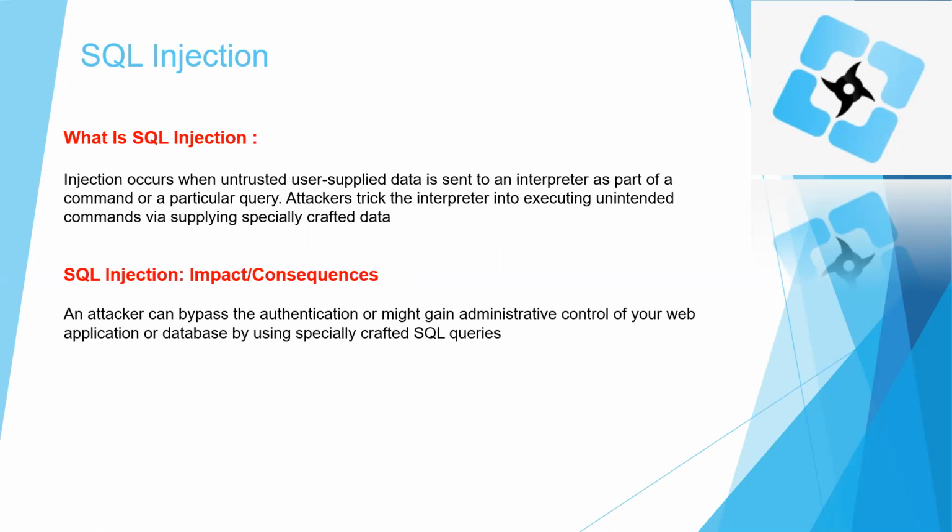what is a SQL injection vulnerability? So guys, the OWASP Top 10 definition says injection flaws occur when untrusted user-supplied data is sent to an interpreter as part of a command or a particular query. Using this, an attacker can trick the interpreter into executing unintended commands by supplying specially crafted data.